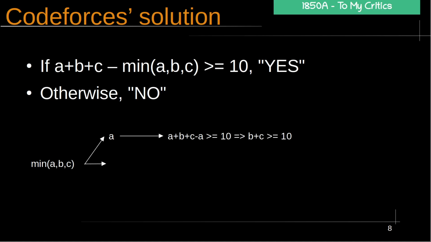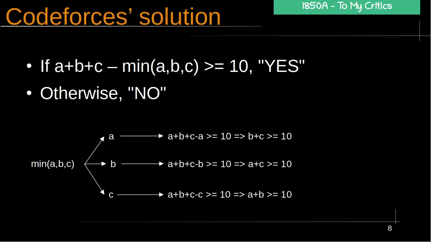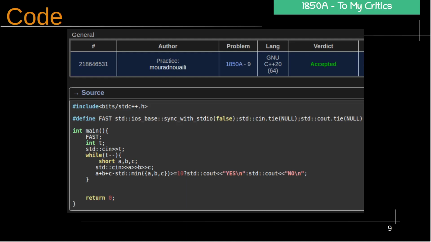Or the minimum could be B. If the minimum is B, the formula becomes A plus B plus C minus B greater or equal to 10. In reality, we check A plus C greater or equal to 10. Or the minimum is C. So the formula will be A plus B plus C minus C, so it will be A plus B. Okay, this is very clear here. This makes sense. So this is the code of this solution.